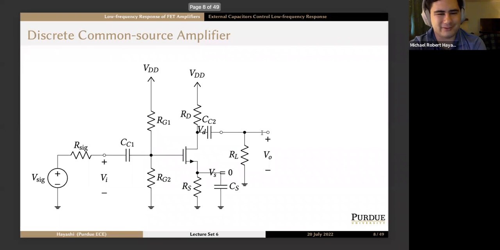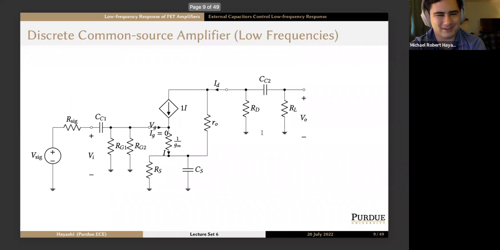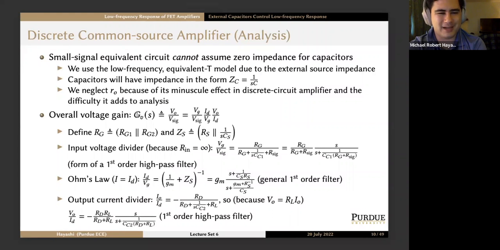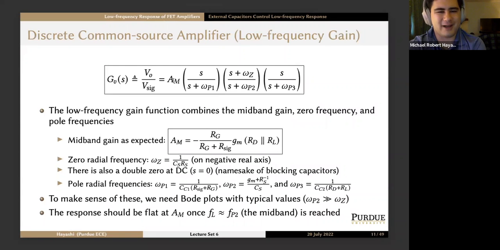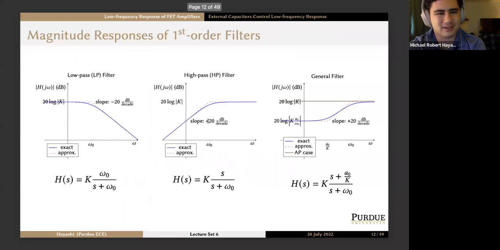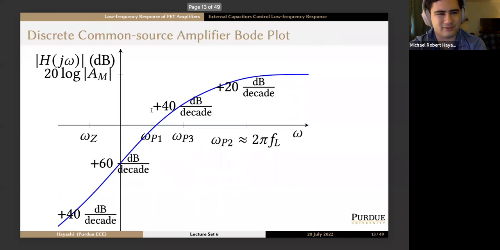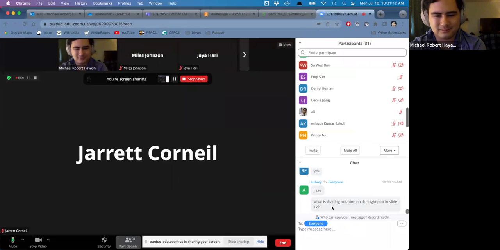Any questions about how we went from circuit to small signal circuit to a very complicated gain transfer function, to simplifying the terms by factoring the numerator and denominator polynomials with the midband gain involved, and then looking at general first order filters, and then got the actual Bode plot?